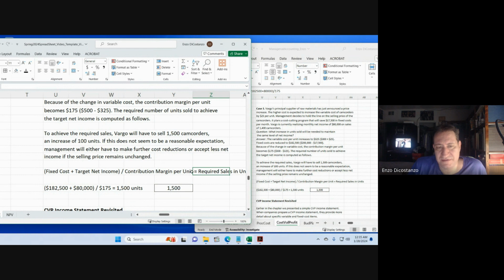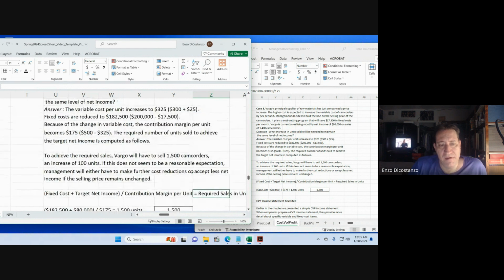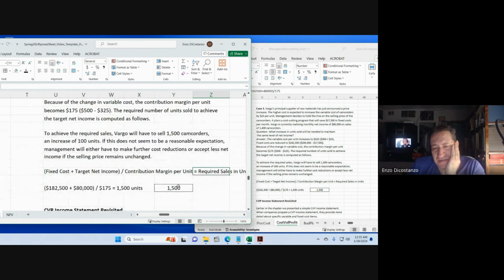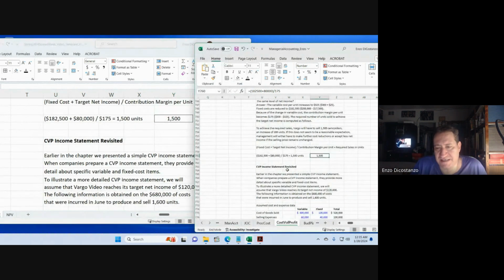Because what happened here? That's a pretty hefty net income. Even though fixed cost was reduced, the moral of the story is that when the variable cost increases, it makes you have to sell more to achieve your target net income. That's the idea of that. And now we can look at the statement here.